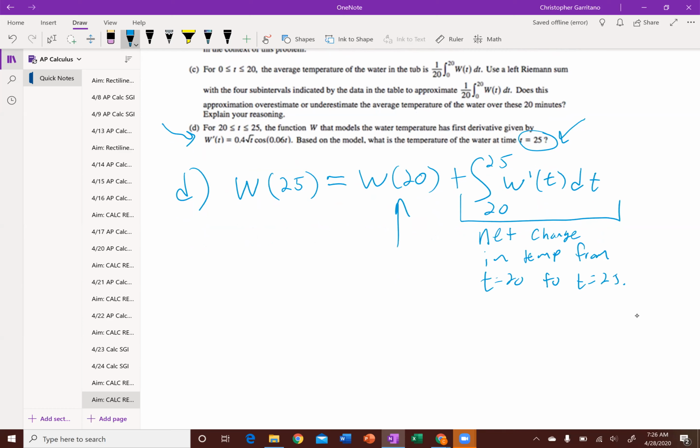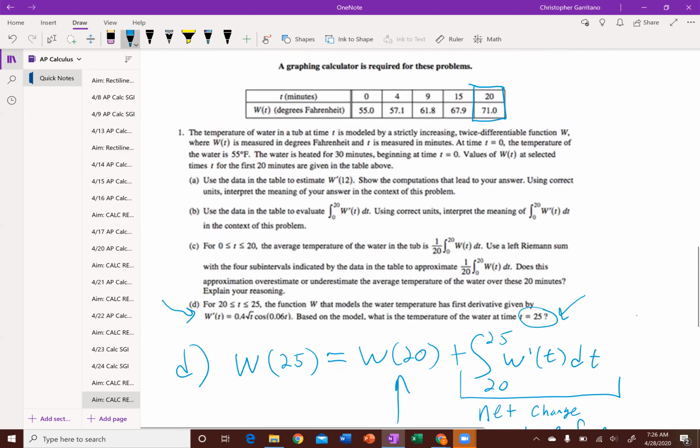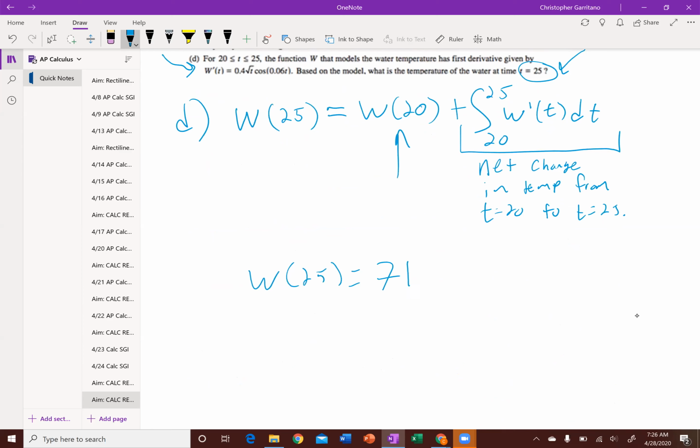So if we know the water temperature at 20, and we also know the net change in temperature from 20 to 25, we can add those two pieces of information together to get the water temperature at 25. So W of 25 is going to equal 71 plus, now this is not an integral that you should be able to do by hand. And so I strongly recommend that you use a calculator, because if you don't, you're just not going to be able to evaluate this integral.